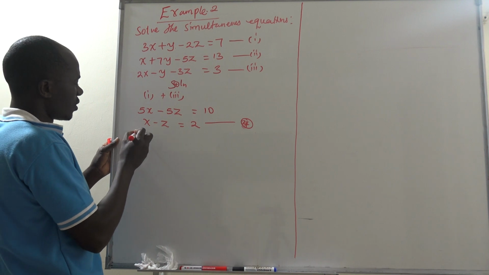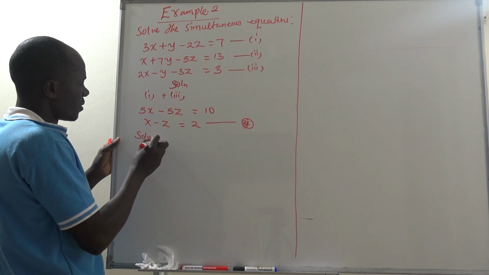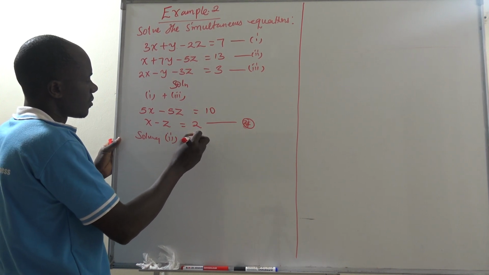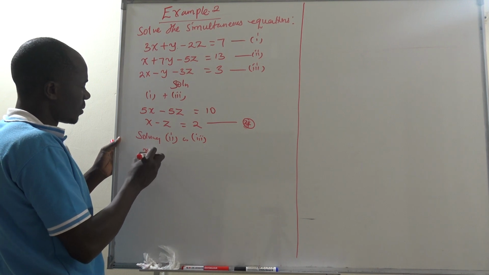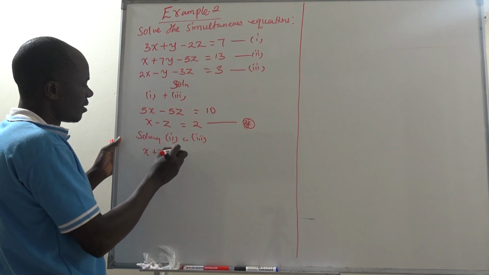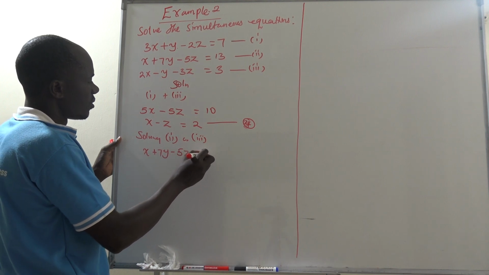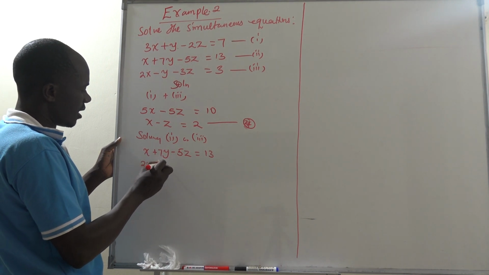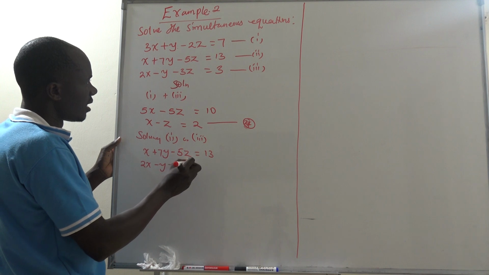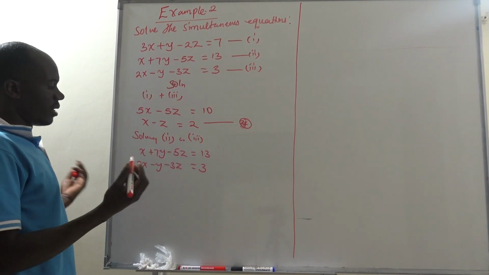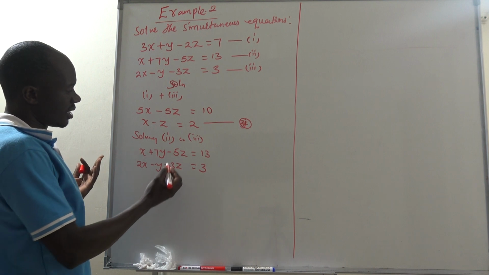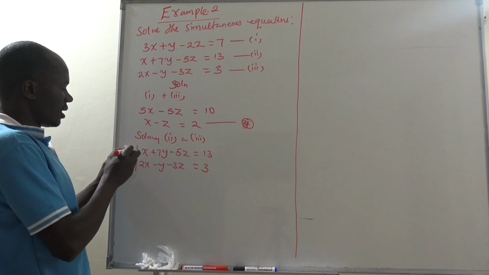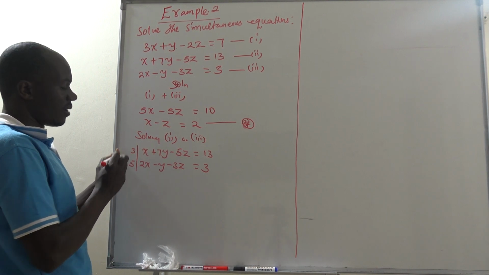I also say, solving equation 2 and equation 3. So I've got x + 7y - 5z = 13, then another one is 2x - y - 3z = 3. Which one can we eliminate? Still we can eliminate z. I want to eliminate z. So what am I going to do? I put a 3 up, then I put a 5 down.